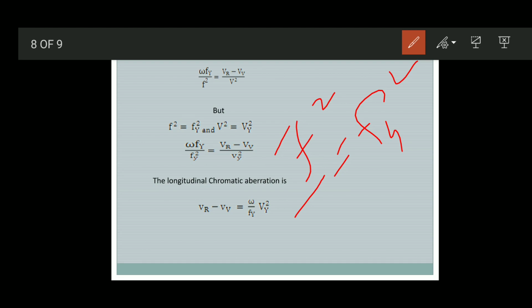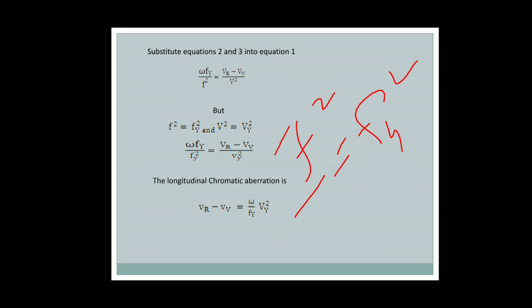So according to this, the longitudinal chromatic aberration when the object is at finite distance depends on the dispersive power of the lens material, the average focal length, and also the average distance. This is the value of longitudinal chromatic aberration.